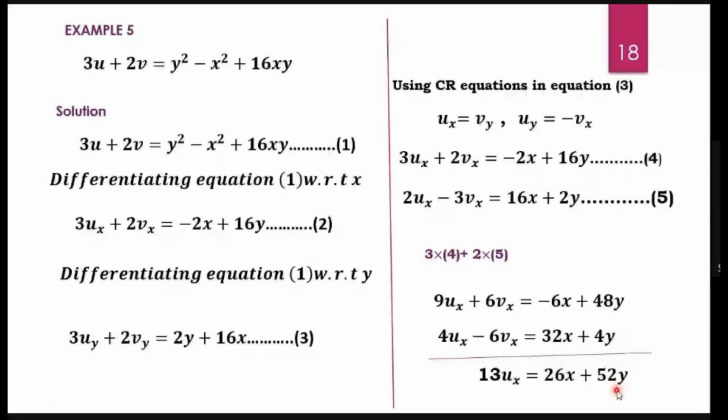So what have we done? From the given equation, we differentiated with respect to x to get the first equation in ux and vx. Again with respect to y, we got uy and vy. We used CR equations in equation 3 and converted that to ux and vx, solving these two equations simultaneously by the elimination method. I eliminated the vx variable, so I get 13ux, and from here ux is equal to 2x plus 4y.